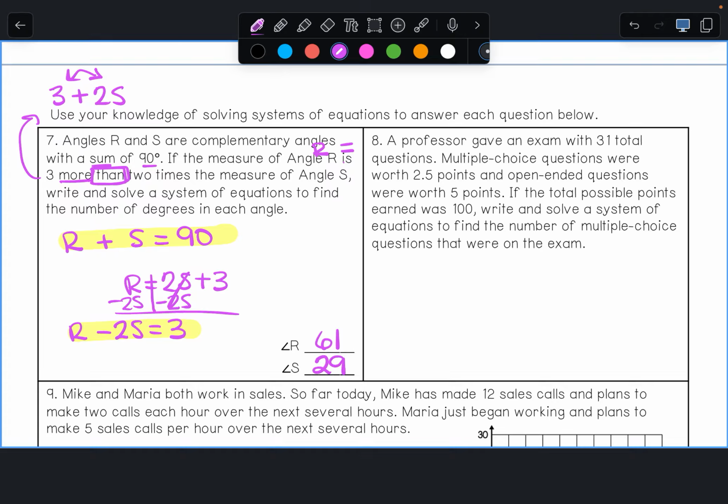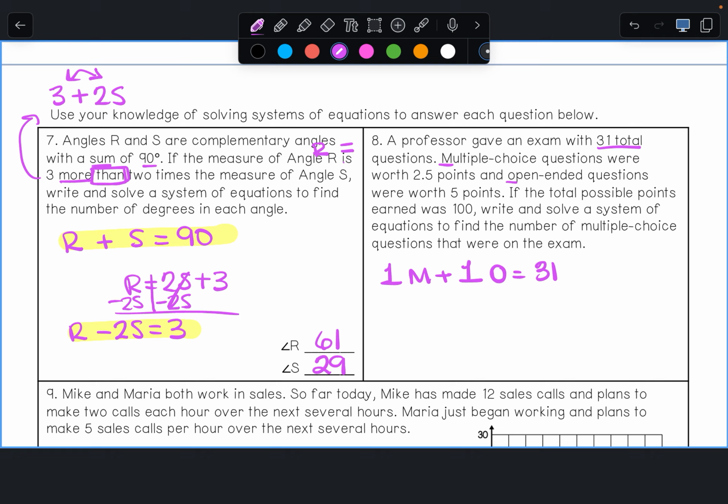All right, number 8. Professor gave an exam with 31 total questions. So there's one total, right? We have multiple choice questions and open-ended questions. So multiple choice plus, I'm going to draw a big O, open-ended, equals 31 is my one total. So 1, 1, 31.